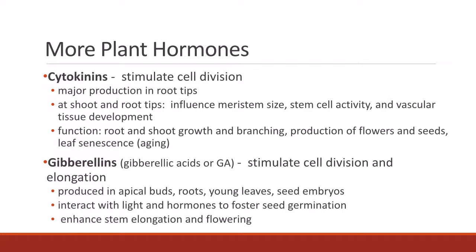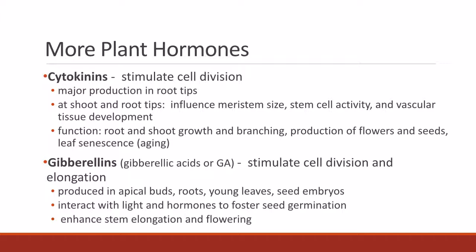More plant hormones. Cytokinins stimulate cell division. Cytokinins are primarily produced in root tips. At the root and shoot tips of a plant, cytokinins influence meristem size, stem cell activity, and vascular tissue development. The hormone functions in root and shoot growth and branching, production of flowers and seeds, and leaf senescence, or leaf aging.